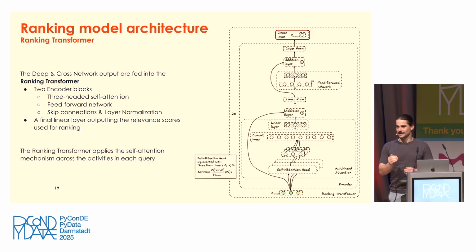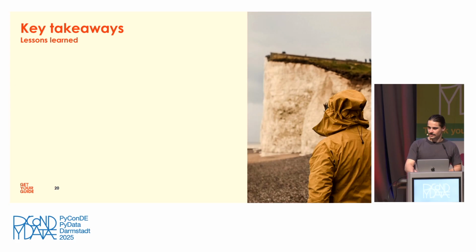Based on that score, we rank the contents of a specific ranking request. The task of this transformer is essentially to look at the contents of the ranking request, the query, so the different activities contained in a single request, in a more holistic way, modeling the entirety of the query. So at this point, I'll hand it back over to Theo to give you some of the key takeaways that we had. Yes, thank you.